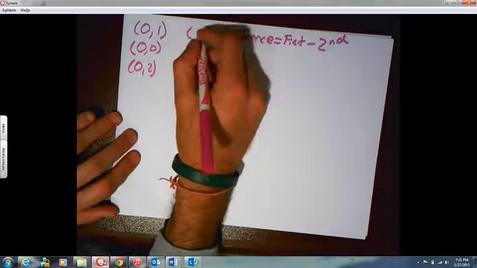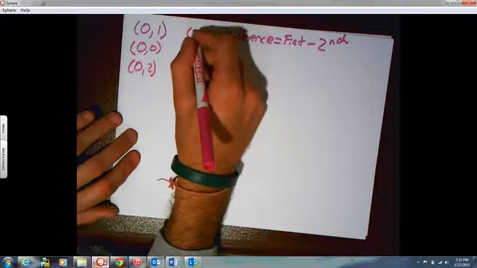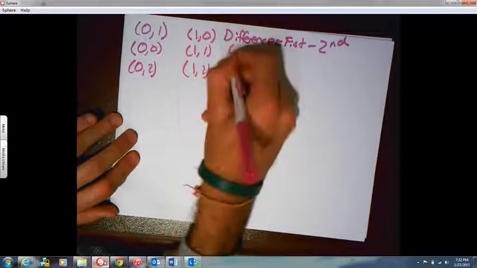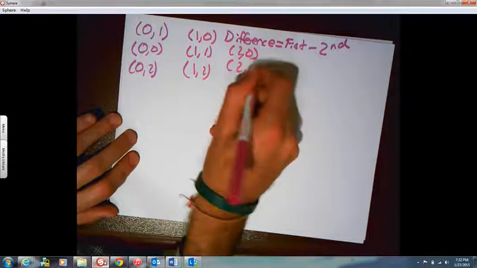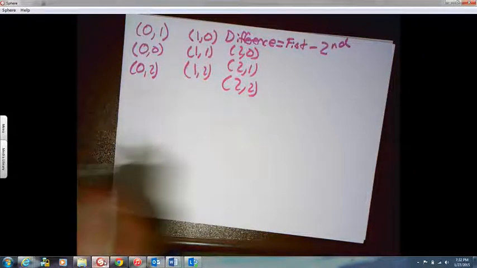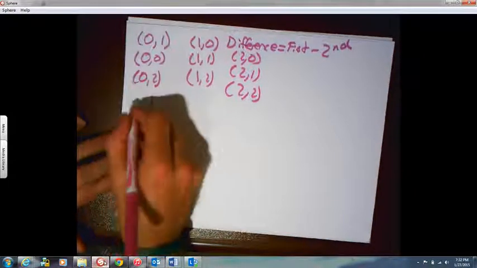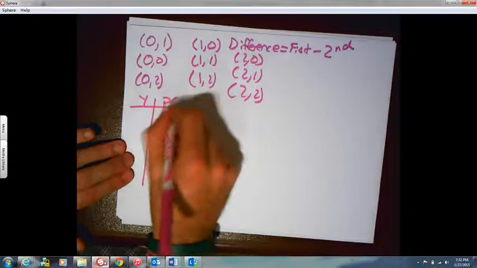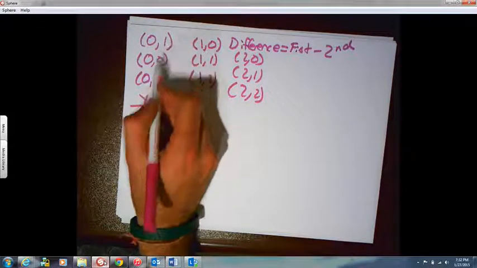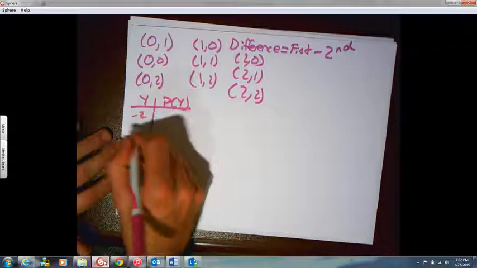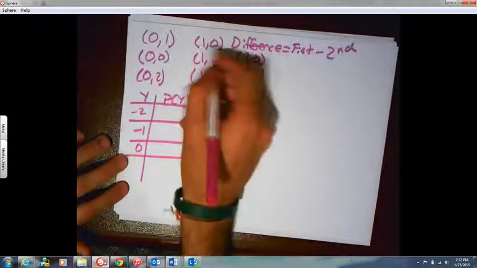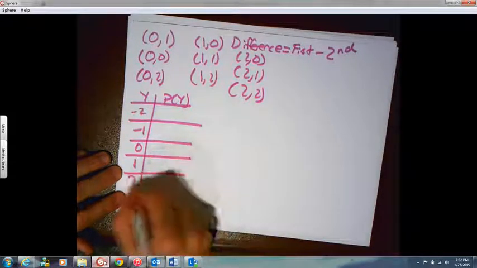I could have a 1 and a 0, a 1 and a 1, a 1 and a 2, a 2 and a 0, a 2 and a 1, a 2 and a 2. Okay, so now what are the possible values for Y? Well, remember Y is the first minus the second. So 0 minus 1, I could have negative 1, I could have negative 2, I could have 0, I could have positive 1, or I could have positive 2. These are all the possible values of Y.